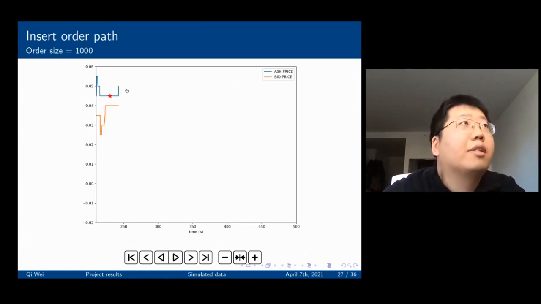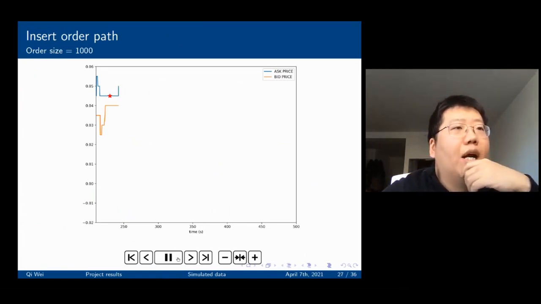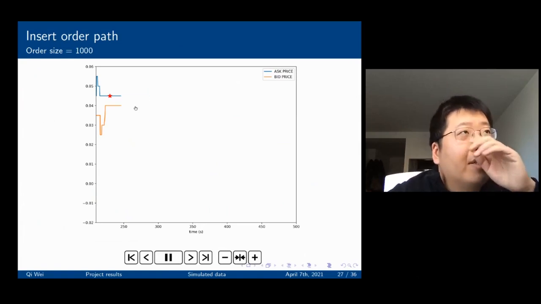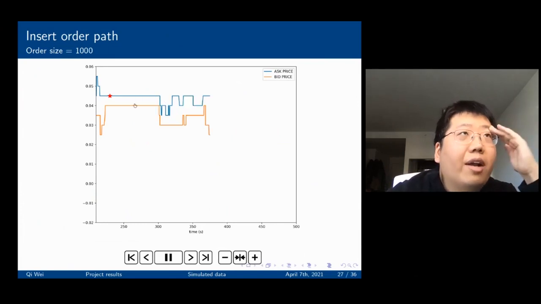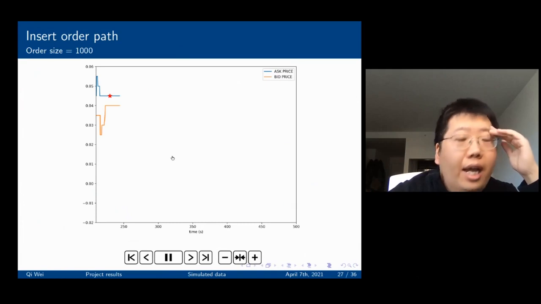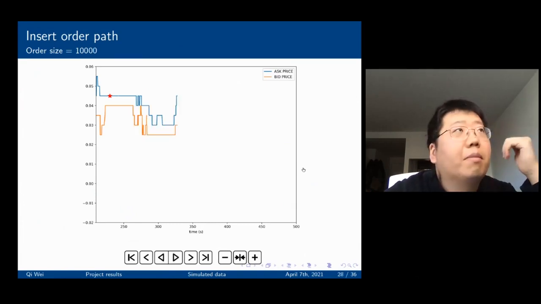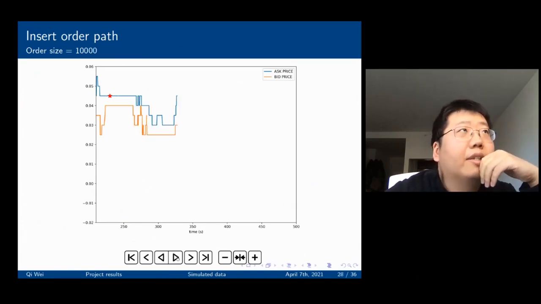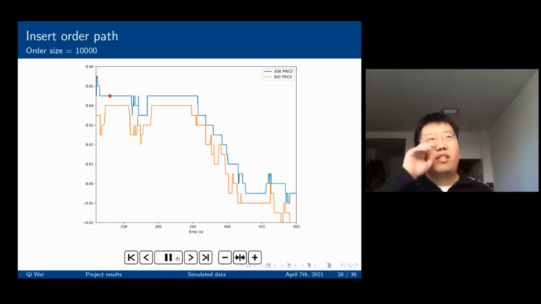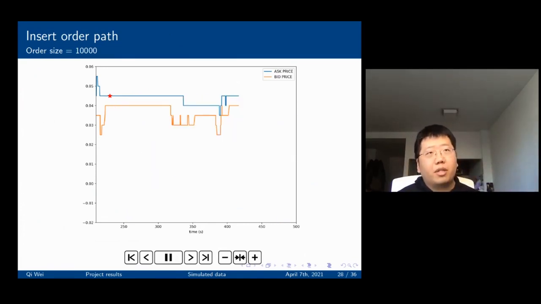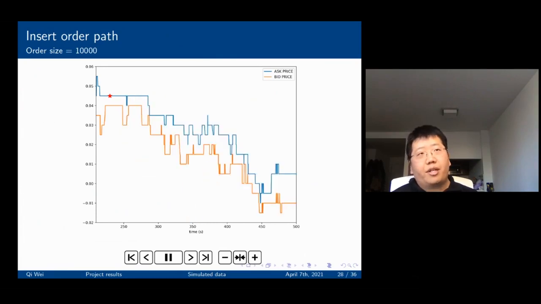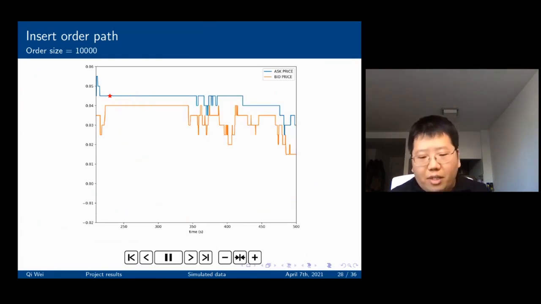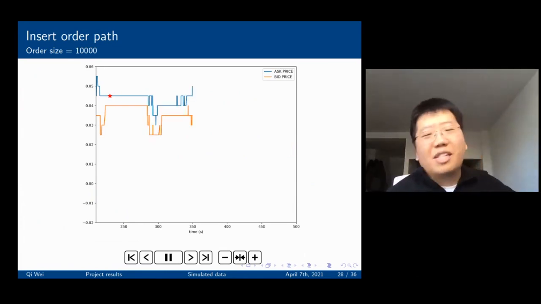Then let's increase this order size to 1,000. And you can see the surviving time of the order is a little bit longer, statistically longer, and you have a higher probability that the price is driving down in some simulations. And let's make this order size 10,000. You can see the survival time is much longer, and in most cases, the price is driving downwards instead of going up.